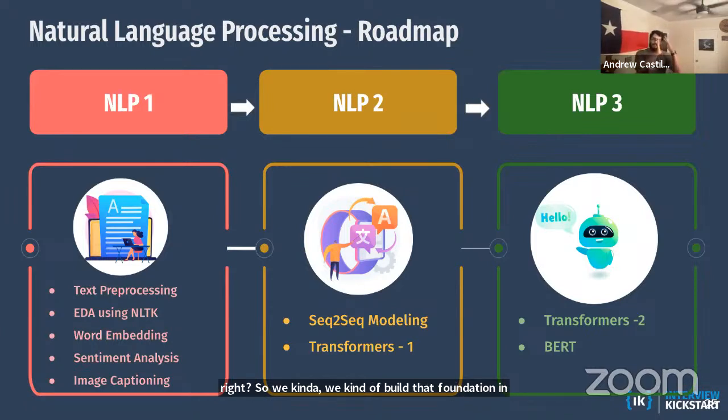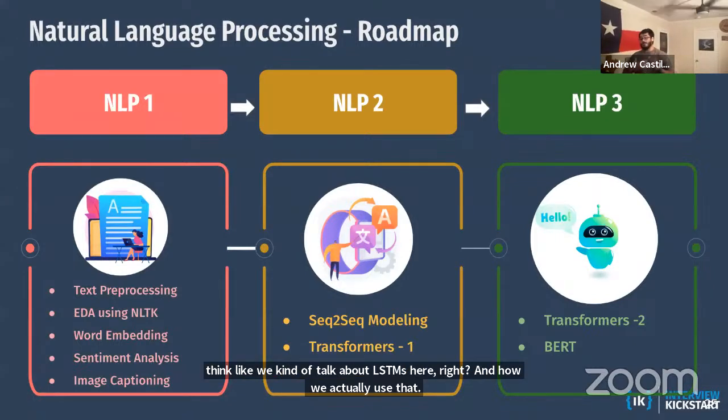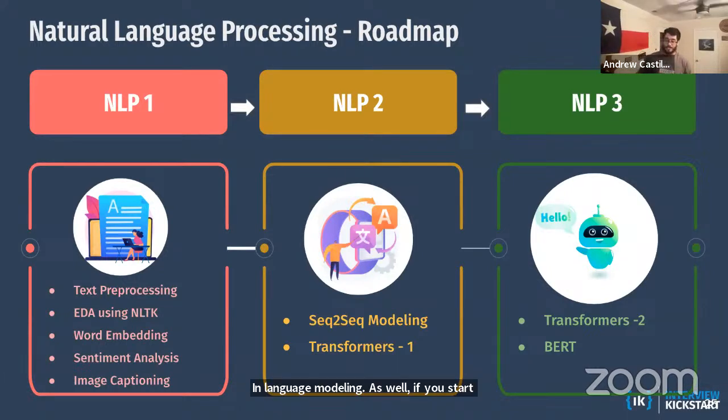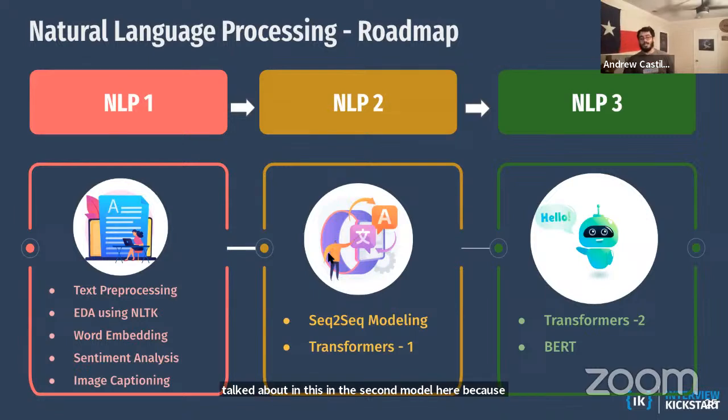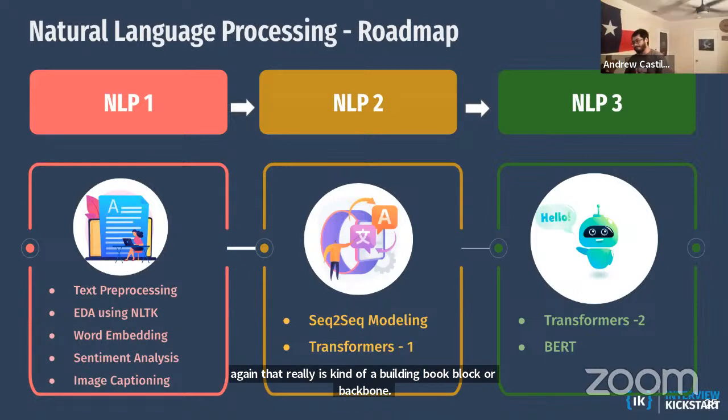Once we have that foundation set, we have two other modules. In the second module, we develop all the sequence-to-sequence modeling. We talk about LSTMs here and how we use them in language modeling. We also start introducing the transformer architecture, in particular attention. Attention is a very big thing in the second module, because it really is the building block, or backbone, of your transformer architecture.